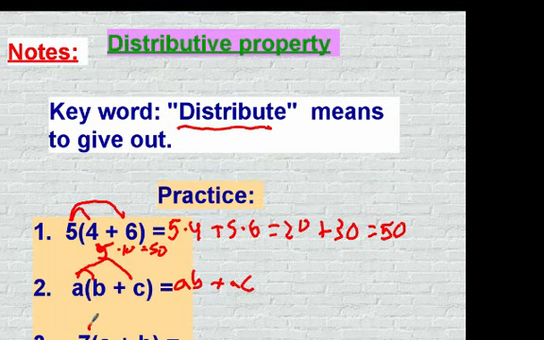Finally, our last example here, if I do 7 times a, that's just 7a, and 7 times b, that's 7b. And I'm adding them together, but because I don't know what a is and I don't know what b is, I can't really do anything, and that's just my final answer. So the distributive property is simply to distribute, to hand out the multiplication of the number outside the parentheses to every number inside the parentheses.